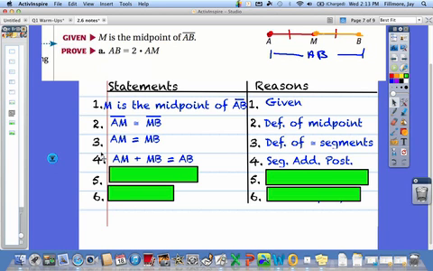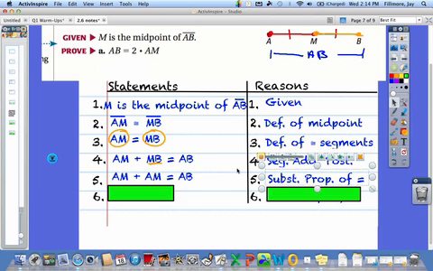So now I know that I'm trying to show something with AB and AMs. Well, here I have an AB, one AM, but I should have a second AM. Well, fortunately, I know that AM and MB are equal. So I can substitute MB with AM instead and write that as my next statement. And that was using substitution. I can plug in one for the other.